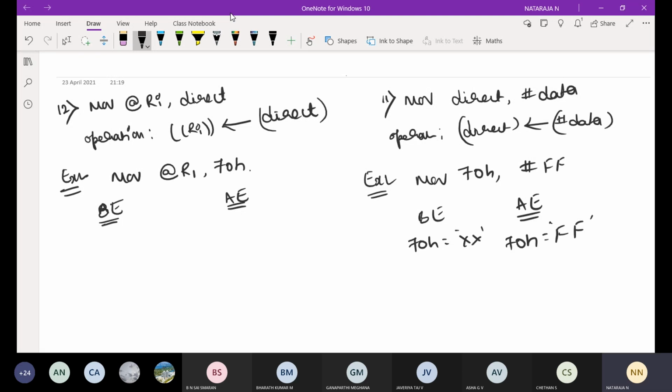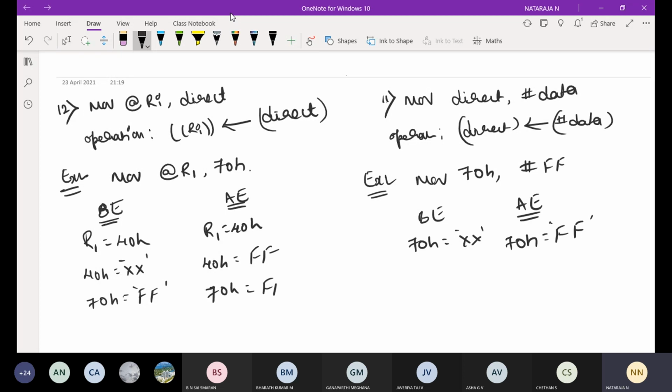Right now we have used R1. I will consider R1 is equal to some 30h or 40h. Then initially in the 40h there is no data, but in the 70h we have a data, that is ff. After execution R1 will be 40h. We are going to copy the data, whatever data is in 70h, into the R1 location, which is 40h. Then in the 70h the data must be the same.